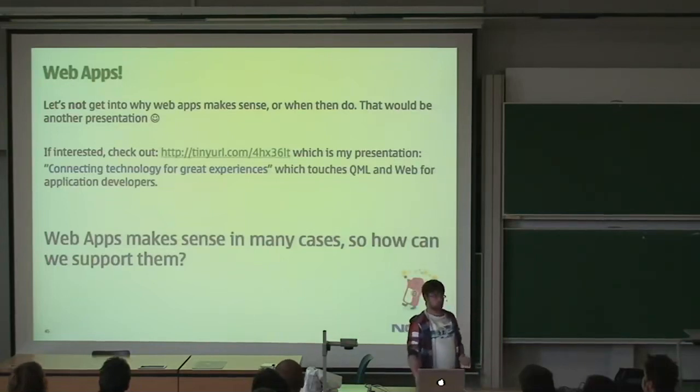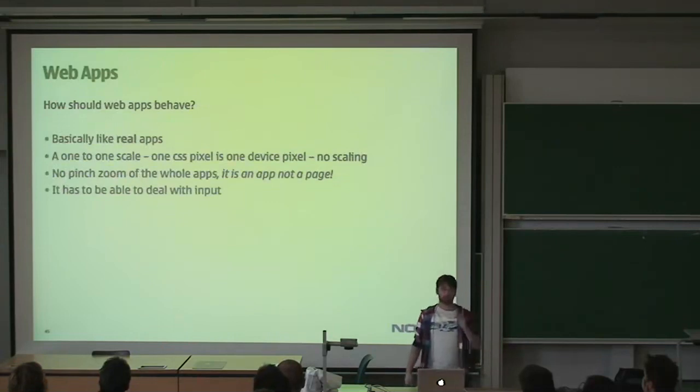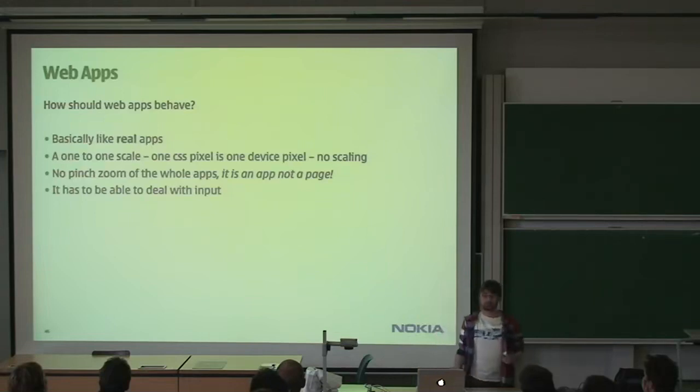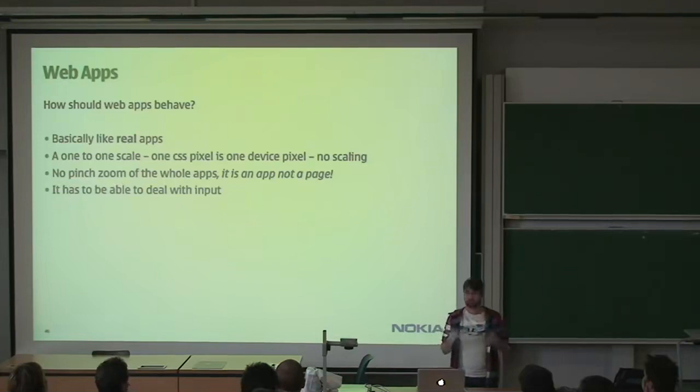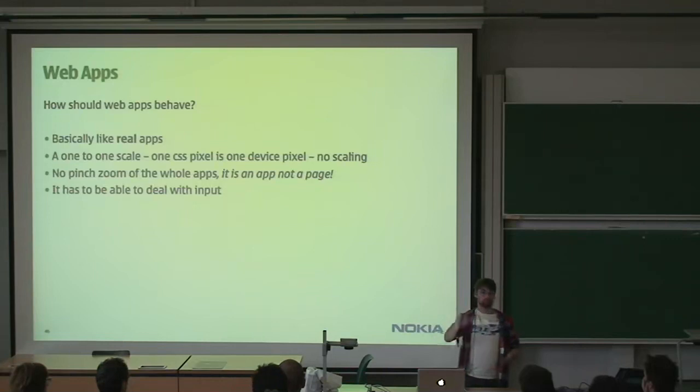So, how do we go about supporting this? Well, the idea with web apps is that they should behave like real apps. What does that mean? Well, it means that one CSS pixel should be like a device pixel. You don't want it to be scaled. Normal apps don't have a scale. You don't want to have pinch zoom, at least not for the whole application, because normal applications don't have that. And you want to be able to control touch input yourself. So for instance, you could implement pinch zoom, etc. in your web app.